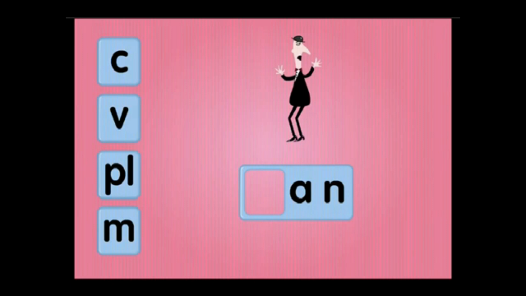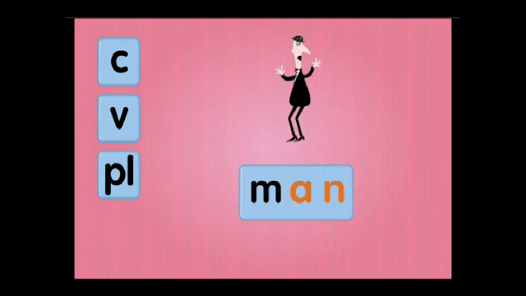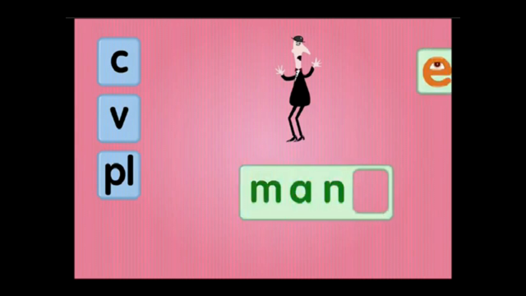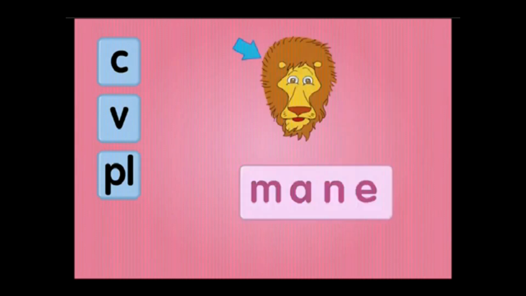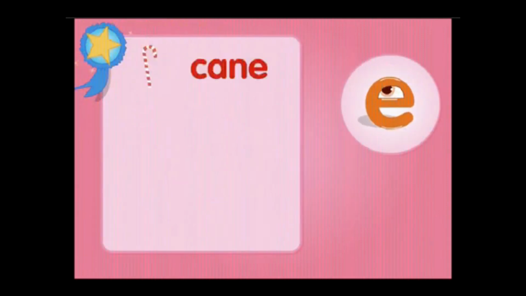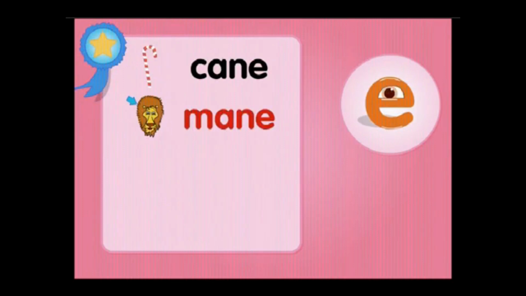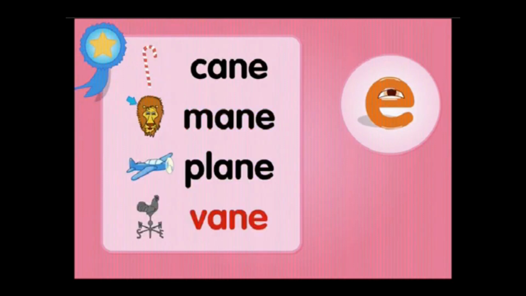Man. Which letter or letters makes the word man? The letter C, V, P, L, or M? You decide. Man. Add the silent E. Main. All right. You know, cane, main, plane, vane.